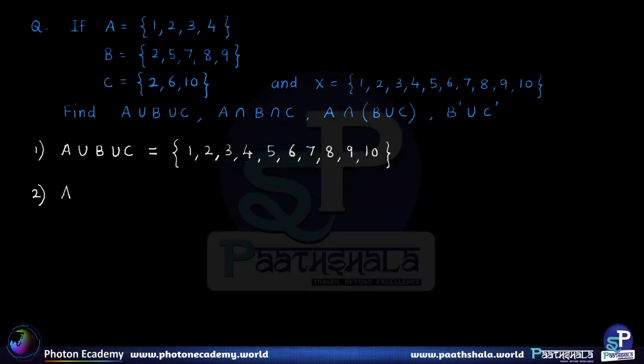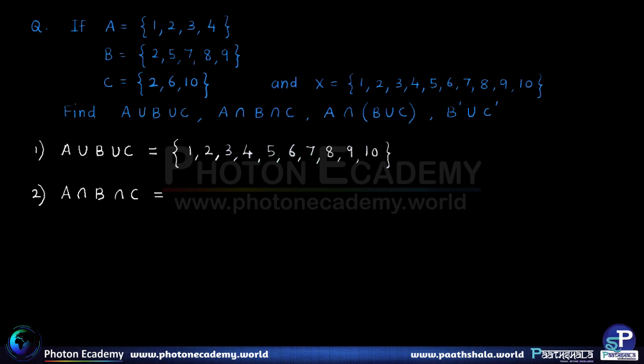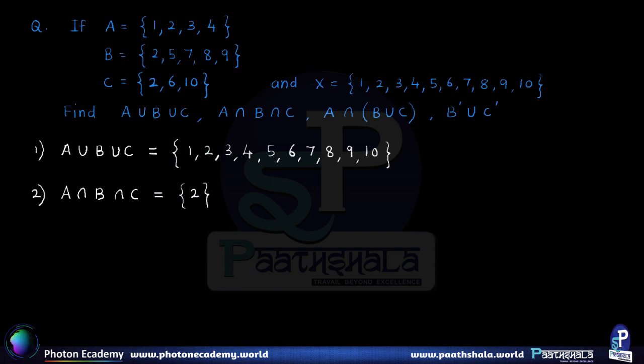Now the second is we have to find the intersection of A, B and C simultaneously. To recollect what intersection is, it is the set of elements which is common to all of the sets which are under intersection. So here, what is the element or elements which are common to all the three sets? Looking at the data, we can see that it is element 2 which is common in all the three sets. So therefore this is the required set. It's a singleton set. It has only one element.